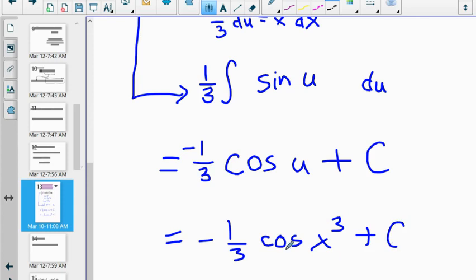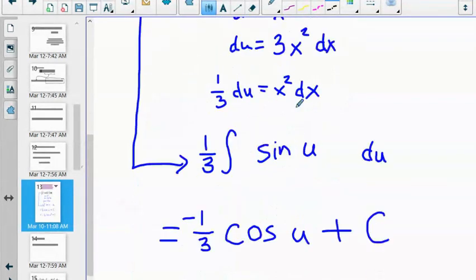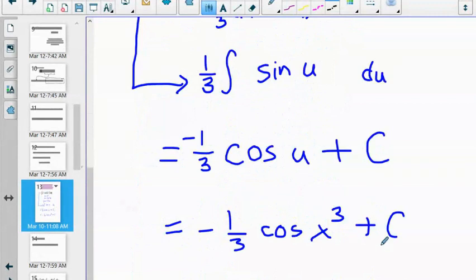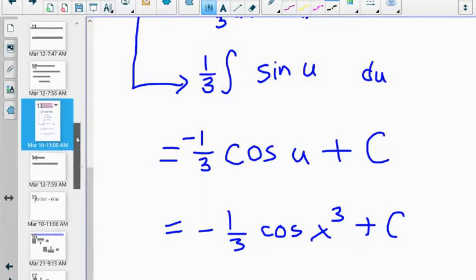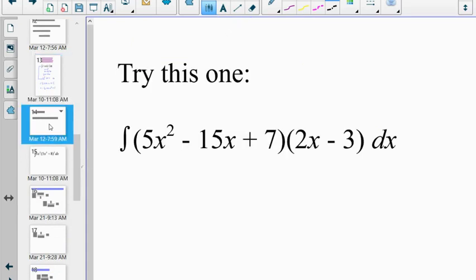And as always, if you're skeptical, if you doubt that this works, go ahead and differentiate it, and you will find that we end up back where we started at x squared times sine of x cubed. So here we go. Another good example. Just a few more that I want to go through that are a little bit more on the tricky side. I take that back. This one's not all that tricky. But I think worth us taking a look at.